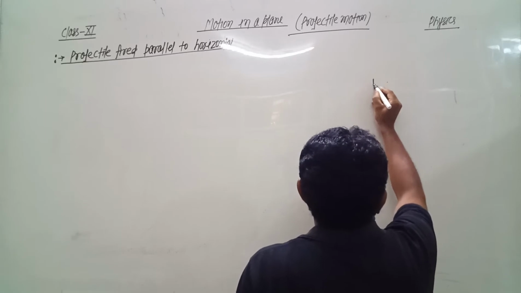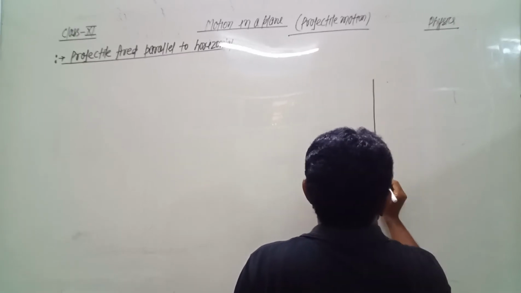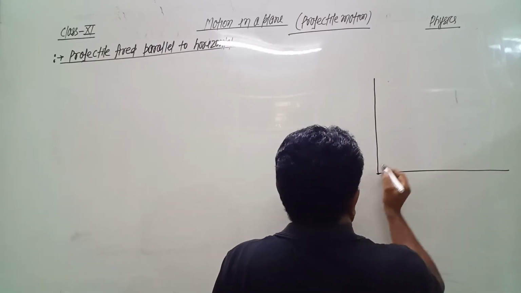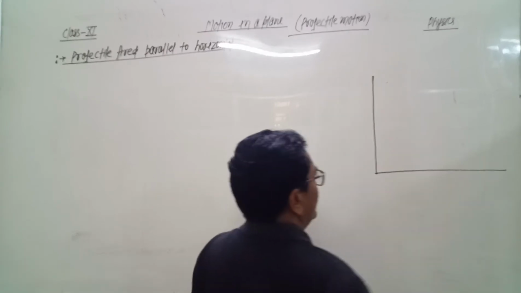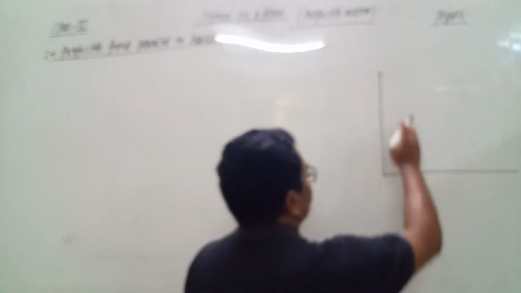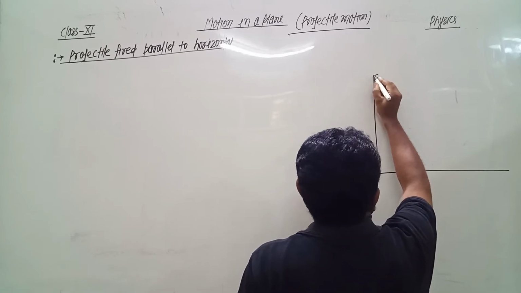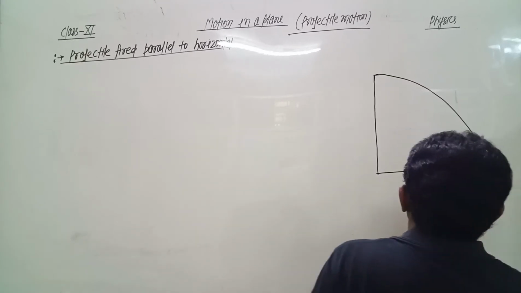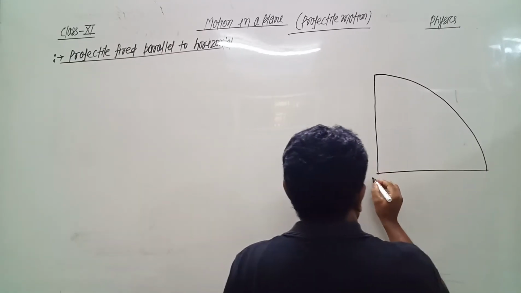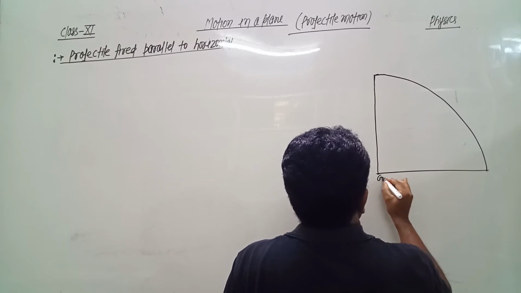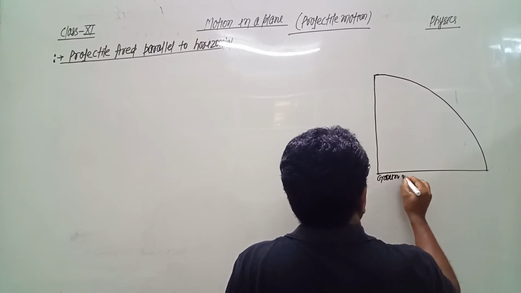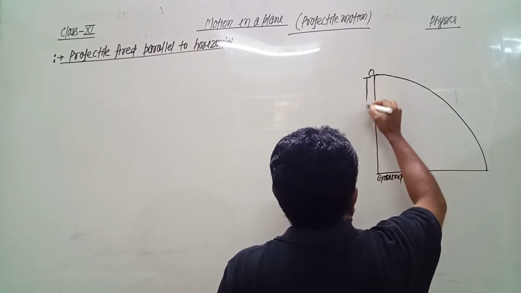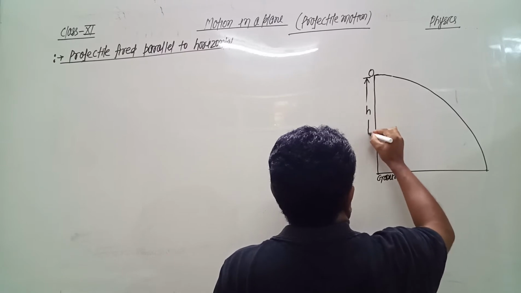Suppose there is a height h and this is the ground, and a body is projected horizontally from point O. A body is projected horizontally at a height h from the ground.